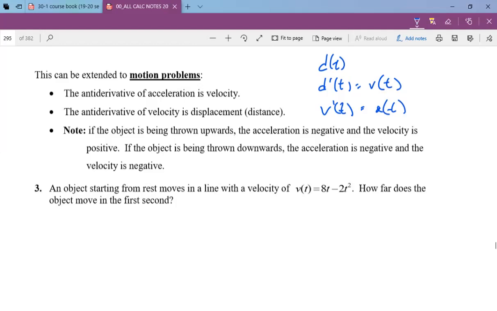So number 3 says an object starting from rest moves in a line with a velocity of v(t) equal to 8t minus 2t squared. How far does the object move in the first second? Okay, so this is not a vertical movement. This is just saying that it's moving in a line. It makes no discrimination between direction, but we will still have positive and negative directions as it moves backwards and forwards.